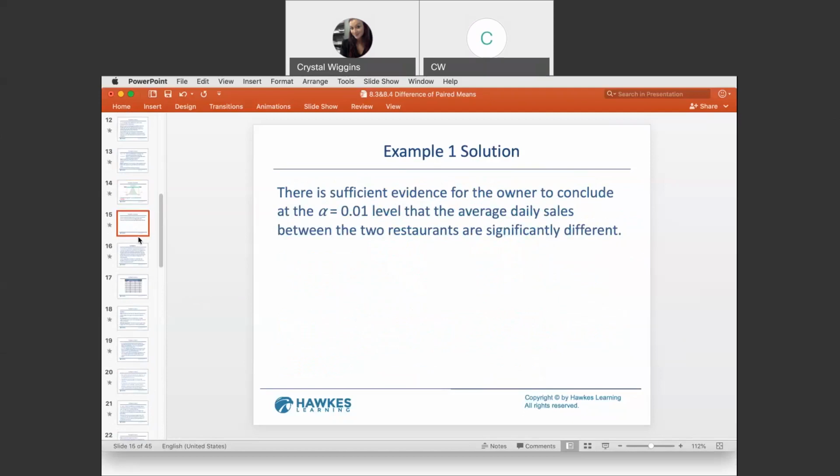So if he was caught in a pinch and he needed to close one of his stores, he could be confirmed that one of his stores is doing much better than the other.